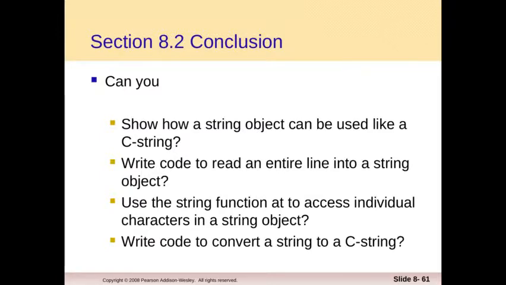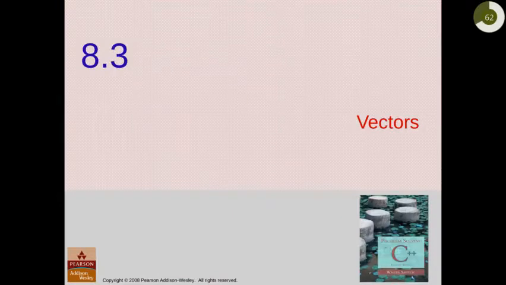Okay. So that concludes the section on strings, and we're going to continue talking about vectors next. There's a relationship between vectors and arrays, and C strings and string objects. Let me talk about it. So, the C strings are implemented as arrays of characters.